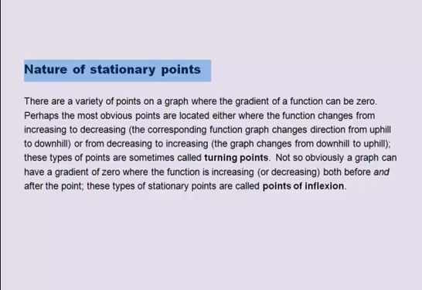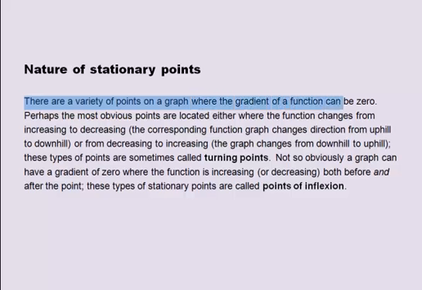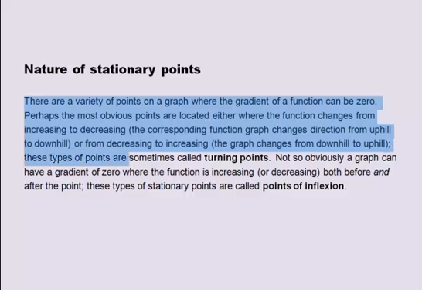Nature of stationary points. There are a variety of points on a graph where the gradient of a function can be 0. Perhaps the most obvious points are located either where the function changes from increasing to decreasing, the corresponding function graph changes direction from uphill to downhill, or from decreasing to increasing, the graph changes from downhill to uphill. These types of points are sometimes called turning points.